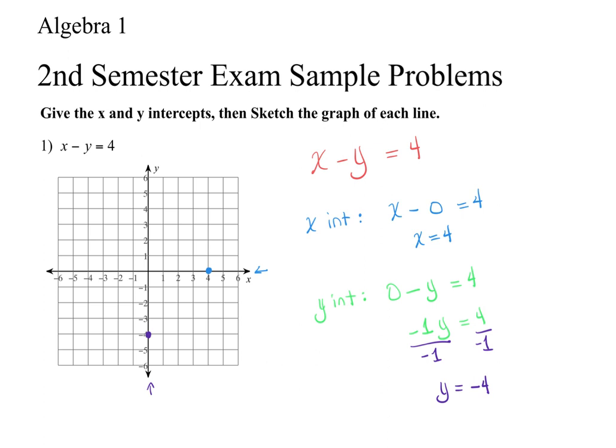Once we have both of our points, we are going to connect those dots, and that will be our line. And so you connect those dots, put an arrow at the top and the bottom, and you have sketched the graph of that line.